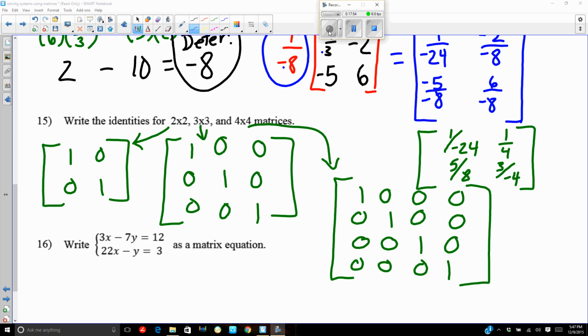So 15 is a question either you know or you don't. Those are the three identities. I've shown you the 2x2 and the 3x3, hadn't shown you the 4x4, but I think you kind of see the pattern that exists there. That's the same thing as multiplying something by 1. So that's 15. That question will probably be on the test, so make sure you know that.